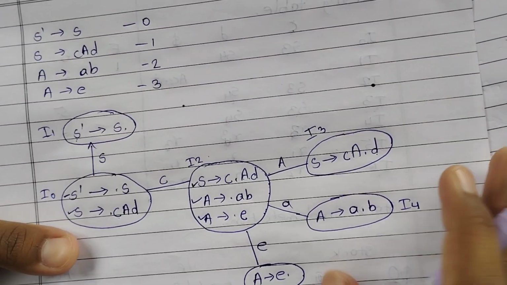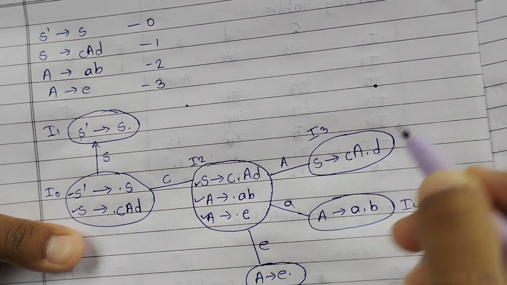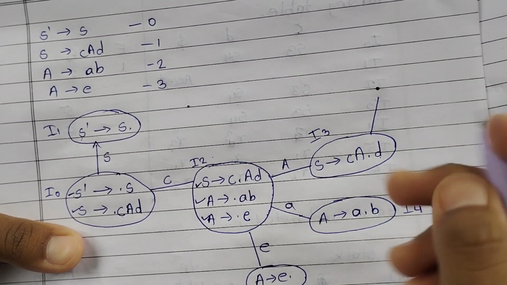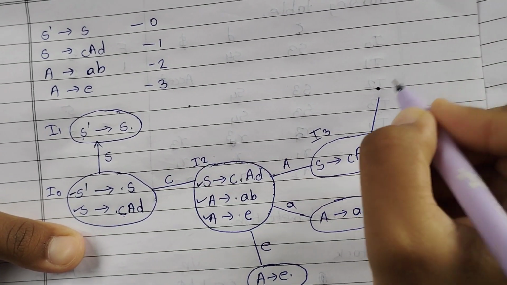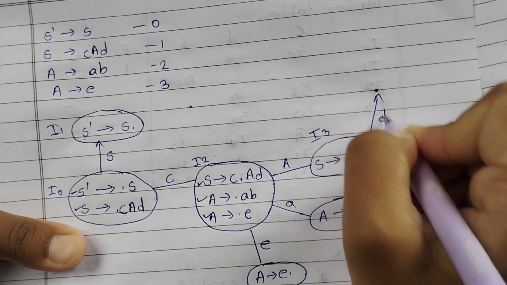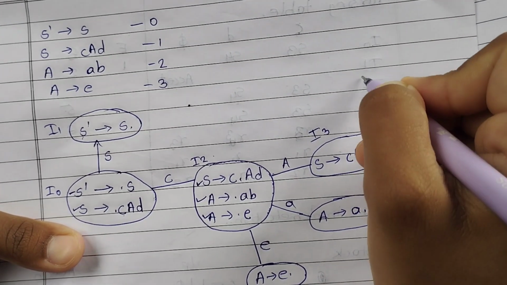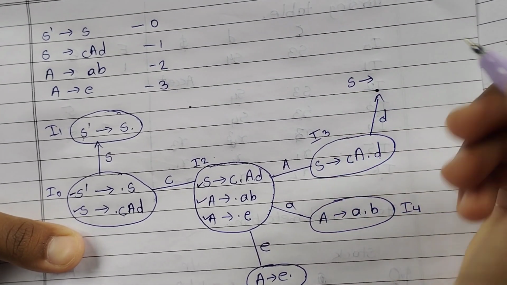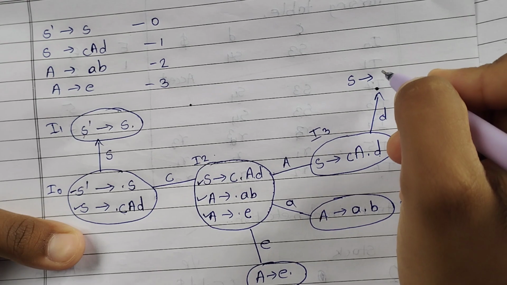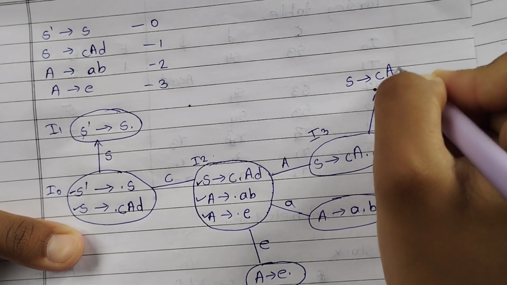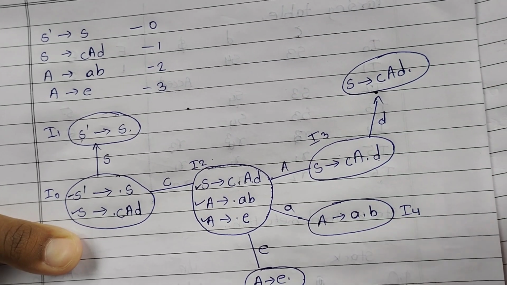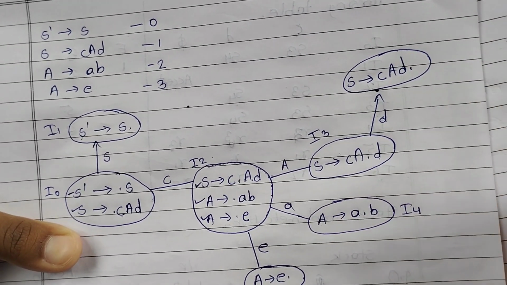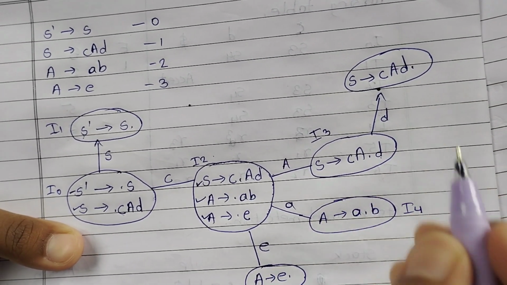Now I3 state again. Now this changes with respect to D, and this term is not present earlier anywhere. So we explore more. So this changes with respect to D, and this is S → CAD dot. Now this is the final state because we reached the dot at the end of the grammar. So this is completed I3.